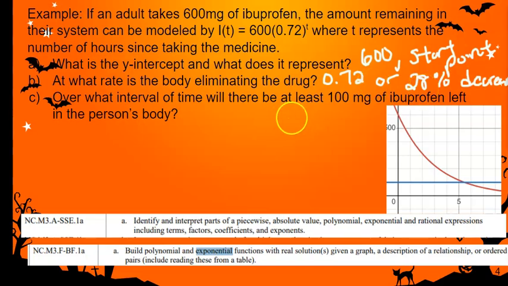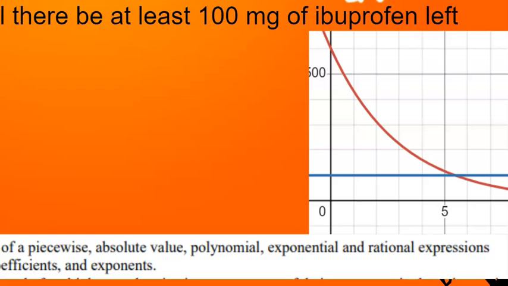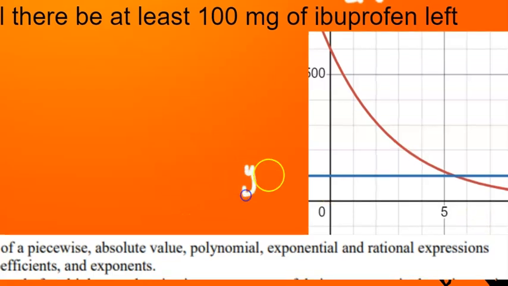Last question here: on what interval of time will there be at least 100? So we started at 600, and we want to know how long it's going to be 100. What I did on Desmos, I just added another line, and I said y equals 100. And so now I can see that line with my original function. The red function represents the medicine each hour. It looks like it's down around 450 after an hour, and then after 2 hours, it's around 300, and then down around 200. And at about 5.5 hours, right here, it goes below 100.